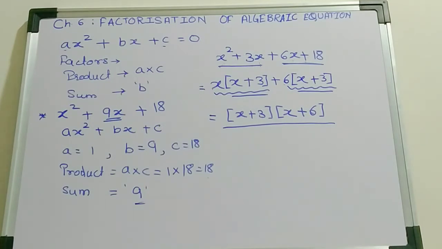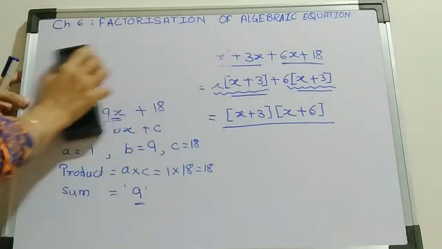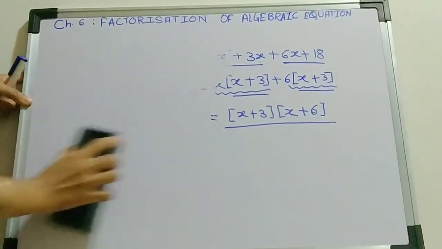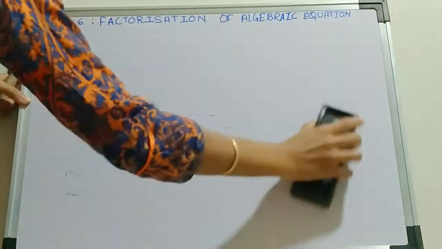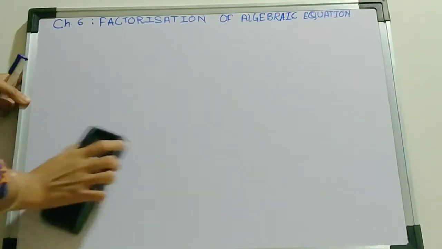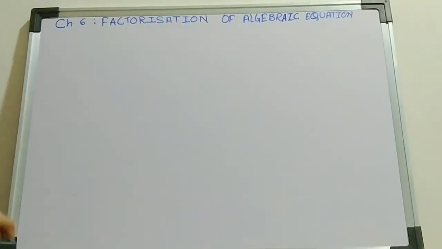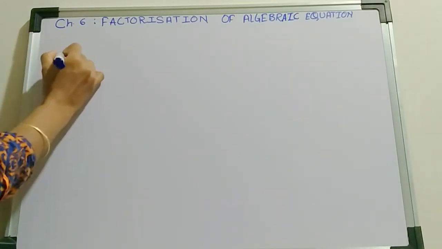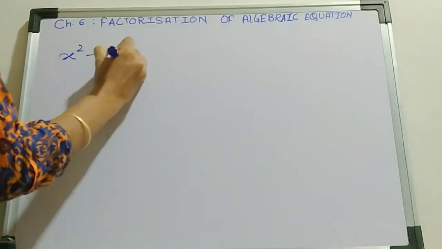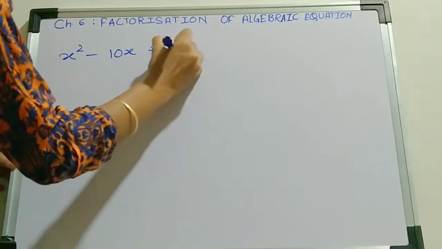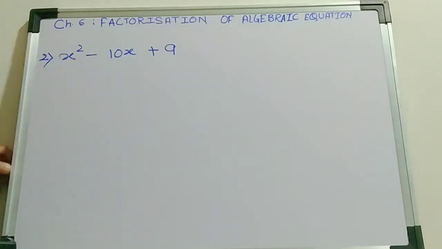Okay, now we will go for another problem, second problem, that is x square minus 10x plus 9. X square minus 10x plus 9. This is the second question.